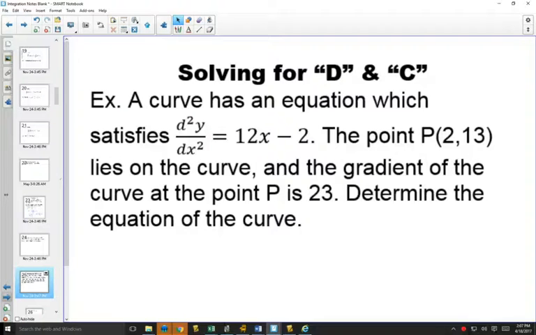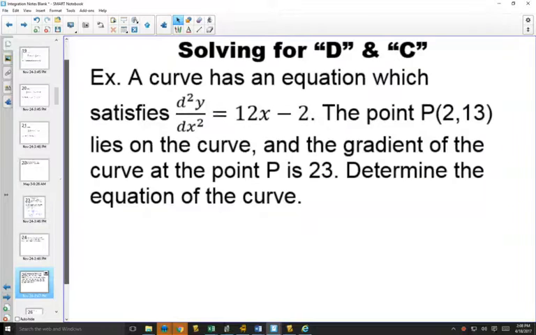And sometimes you can be given information like you're told the second derivative. And you need to work backwards once would get you back to your first derivative. Working backwards again, integrating again, would get you back to your original function. So here, we're given that the second derivative is 12x minus 2. The point (2, 13) lies on the curve, and the gradient of the curve at the point P is 23. So we need to find the equation of this curve.